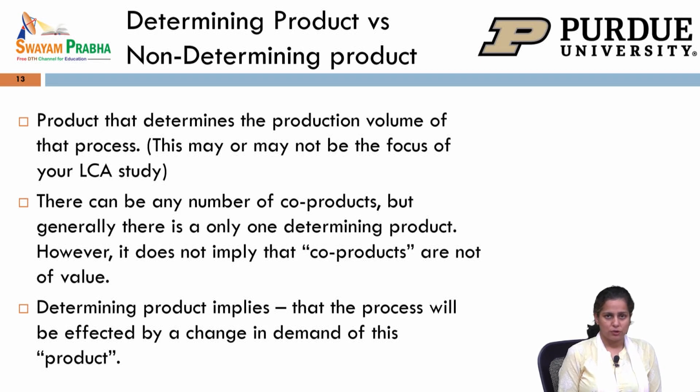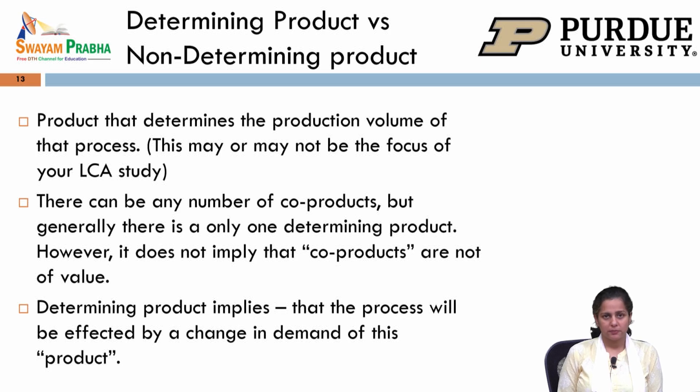There can be any number of co-products. Of course, we can have a process that has a lot of co-products, but mostly in our manufacturing process there is only one determining product that determines the scale of the process. This is mainly the product that has the highest value in terms of selling to the market. So, you might have a process that is making 3 products, but your product A might have the highest selling value, and that will become the determining product for the manufacturer or the operator to scale your process.